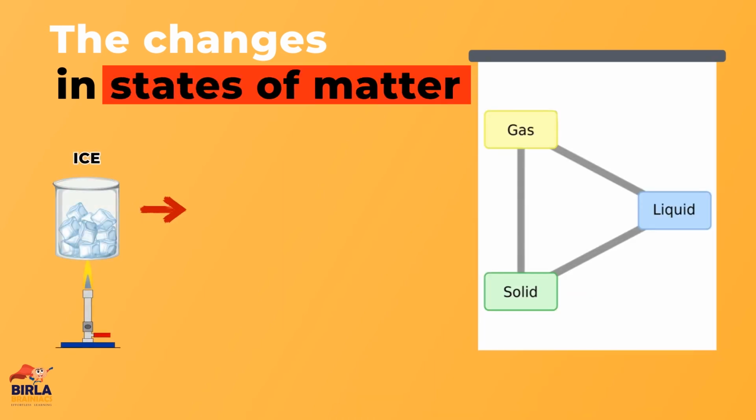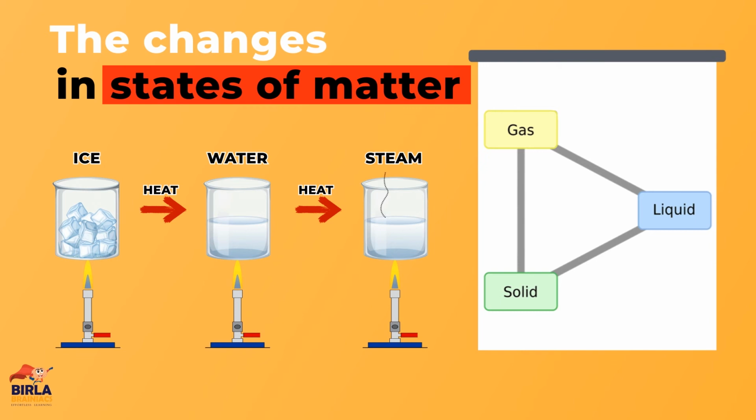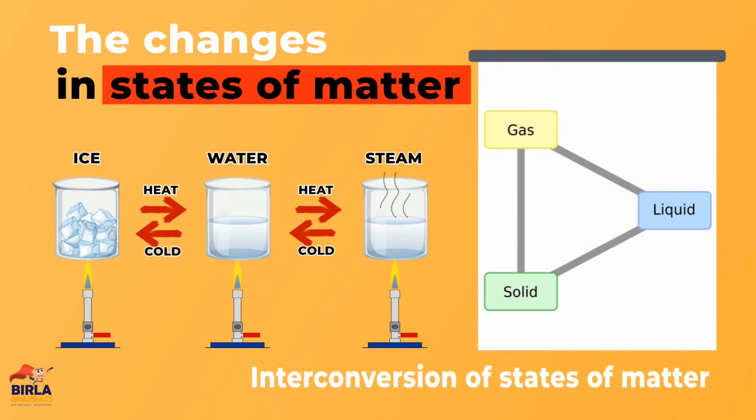For example, if ice is heated, it changes into water. If water is heated, it changes into steam. However, if the steam is cooled, it changes into water. And if water is cooled, it changes into ice. This phenomenon is called interconversion of states of matter.